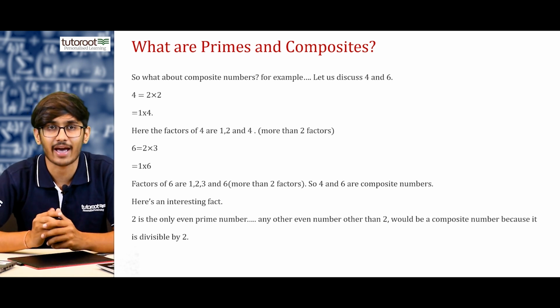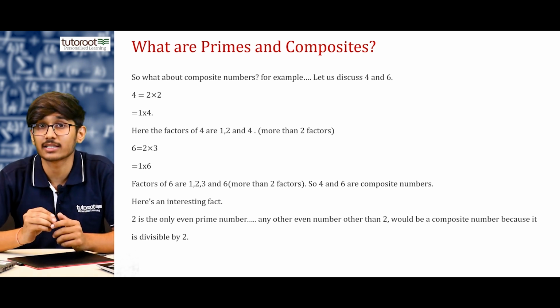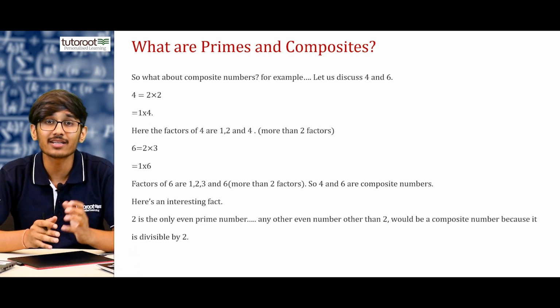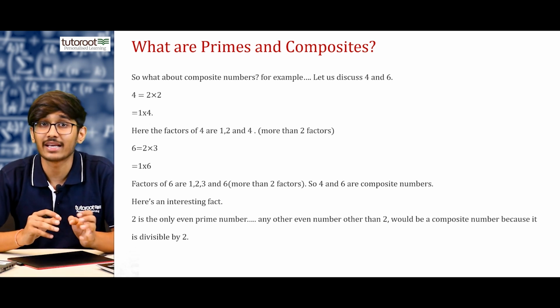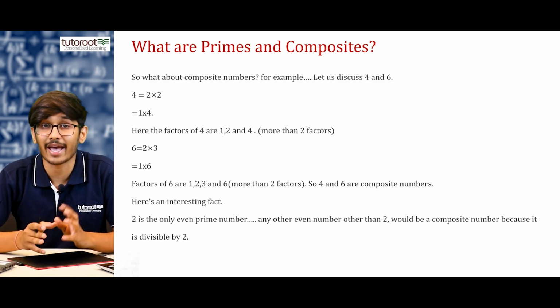Here's an interesting fact. 2 is the only even prime number. Any other even number other than 2 would be a composite number because it is divisible by 2. Consider 18 or 24. We can see that both are divisible by 2. So this was about prime numbers and composite numbers.